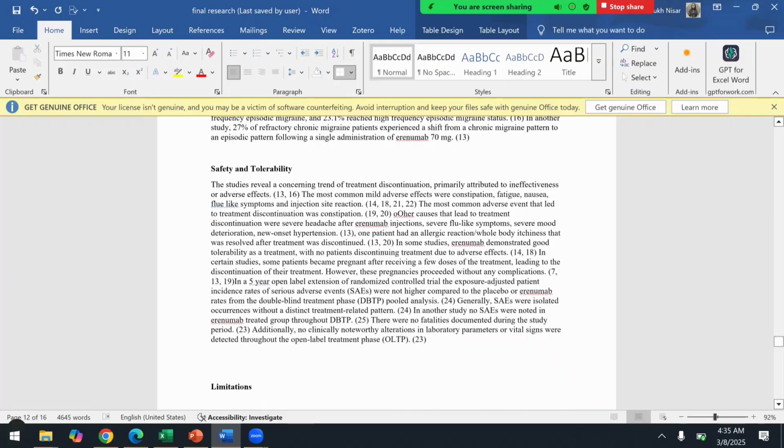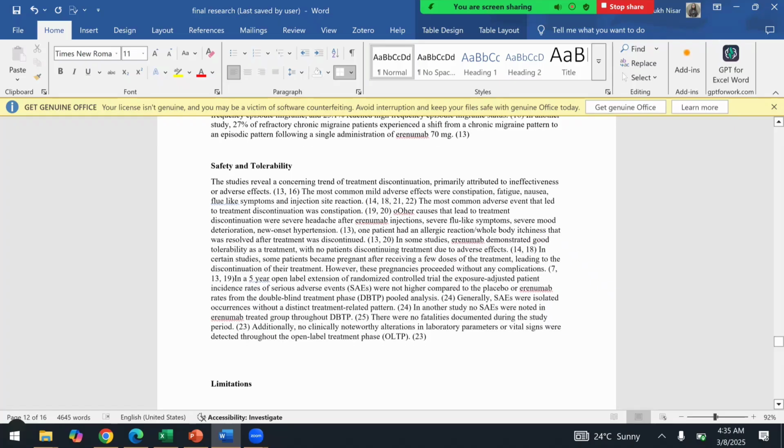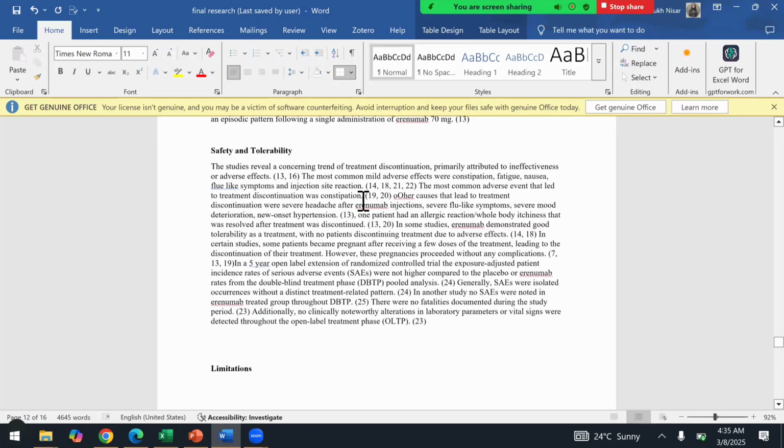Mild adverse effects, for example, constipation, fatigue, nausea, flu-like symptoms. And if studies 14, 18, 21, 22, all of these said these adverse effects, then you would give reference of all of these. I will tell you later on how to put these references. Right now, I'm just telling you how to add the discussion. I also told you that you can make a table of these adverse effects if you want to, and write a summary of the adverse effects and make a table.